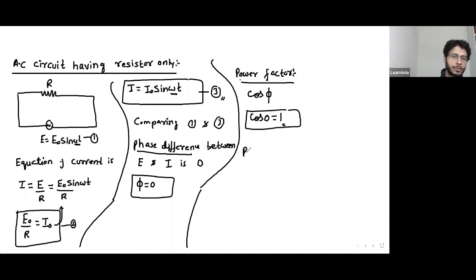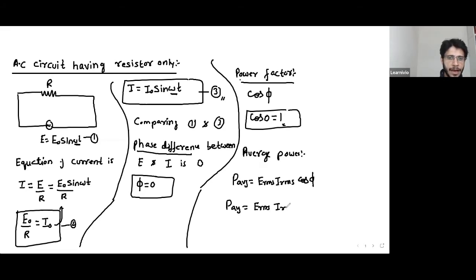After power factor, you're supposed to calculate average power. Say the average power here is P average. The expression of P average is E RMS times I RMS multiplied by cos phi. If I substitute all these values, then P average comes out to be E RMS, I RMS, cos 0. Cos 0 is 1. So the average power is E RMS multiplied by I RMS.